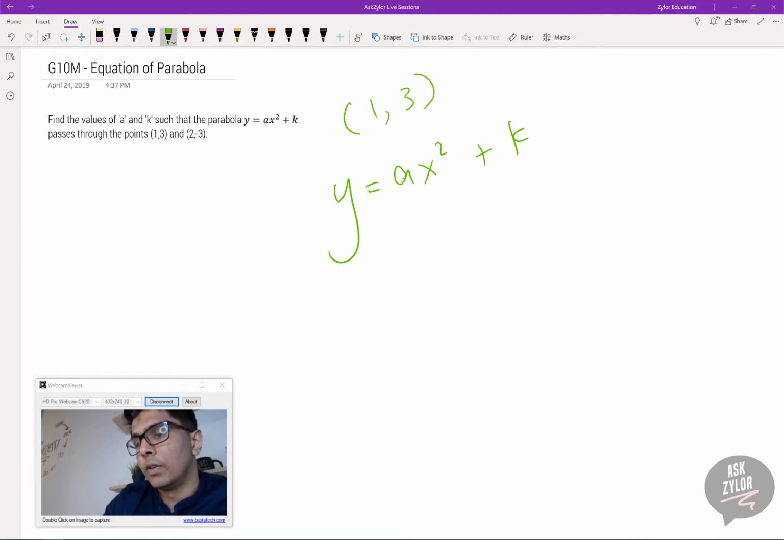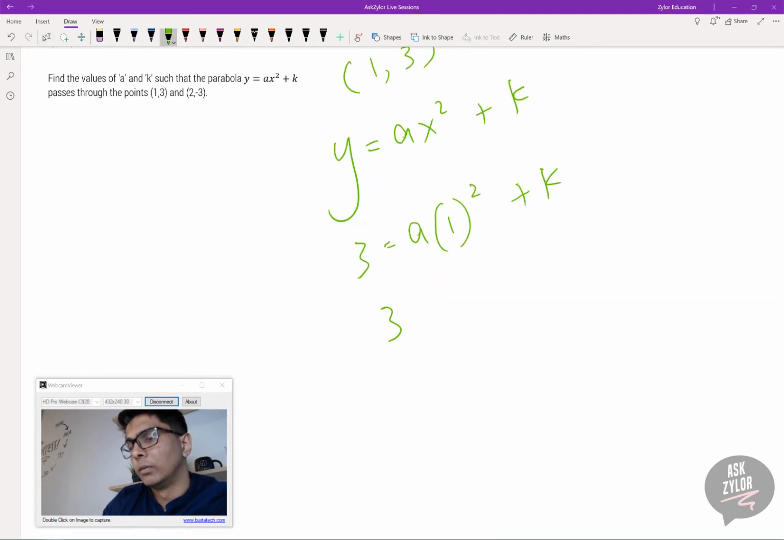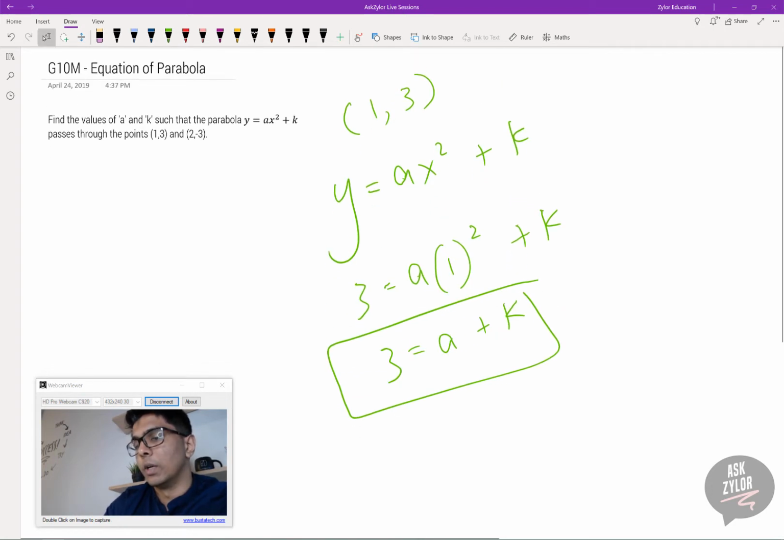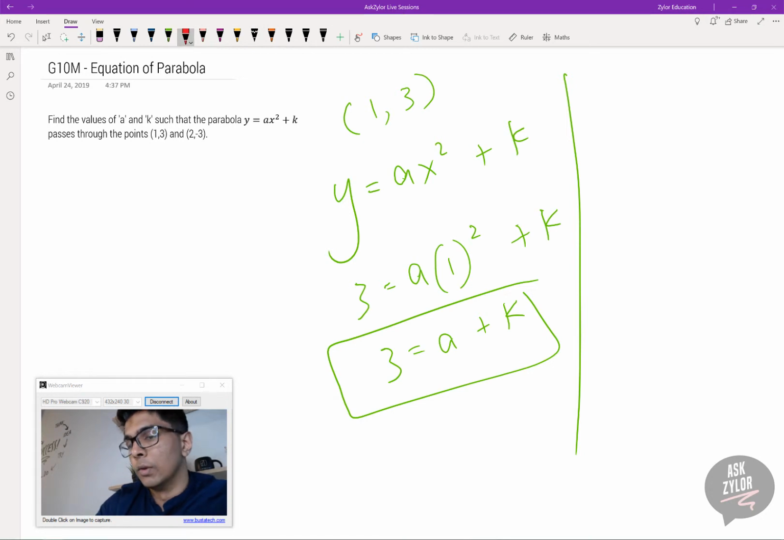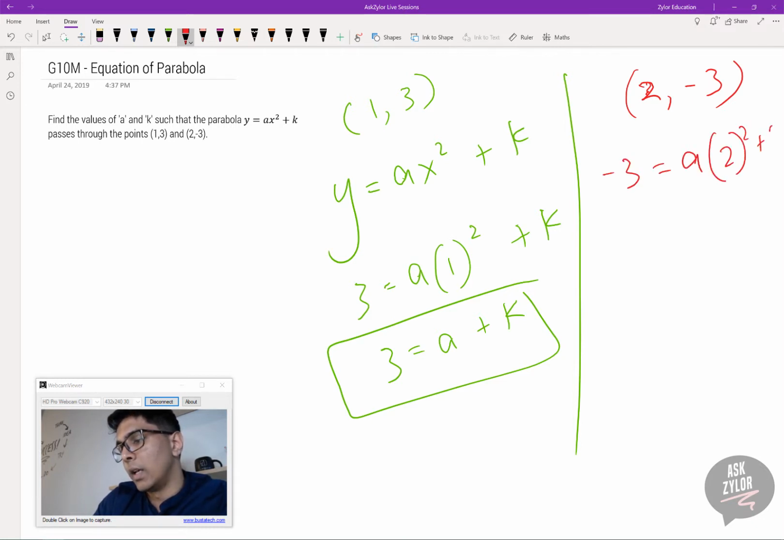So (1, 3) first, so I'm going to substitute 3 for y and 1 for x. And I'm going to just simplify as much as I can. So I have a plus k. So I came up with one equation. I can come up with another equation by plugging in the second point. So my second point is the (2, -3). So I'm going to plug in negative 3 is equal to a times 2 squared plus k. This simplifies to negative 3 equals 4a plus k.